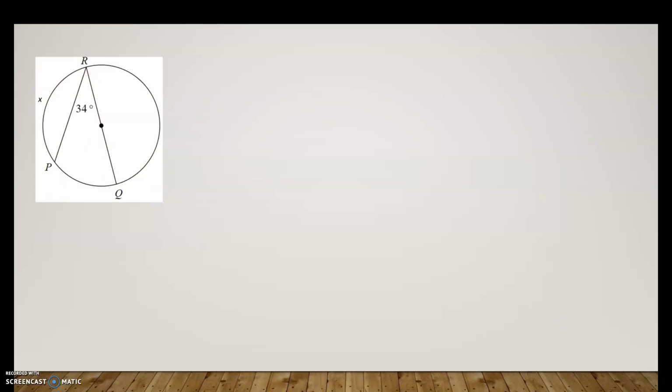All right, so let's practice. I want to find the value of X here. They won't try to trick you. It's going to be a big black dot to know that's the center of your circle. You know it's going to be going through your diameter here. So RQ is your diameter because it is going through the center.